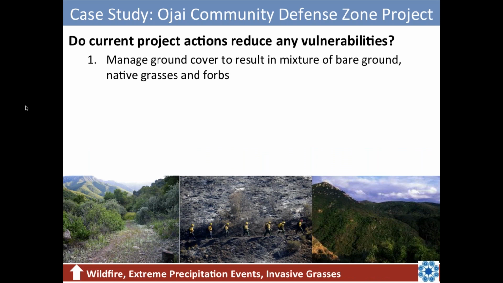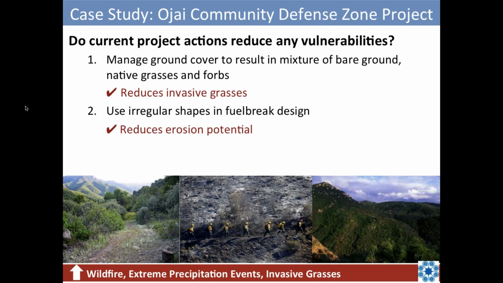Then we asked participants to think about the current project actions, things like managing ground cover, and whether they reduce any of those vulnerabilities associated with climate change. Do they help address or reduce vulnerabilities associated with invasive grasses or precipitation events? And so for the first action, managing ground cover to result in a mixture of bare ground, native grasses, and forbs, yes, that helps to reduce issues with invasive grasses. It's going to help to decrease the potential for flashier fuels and increases in fire.